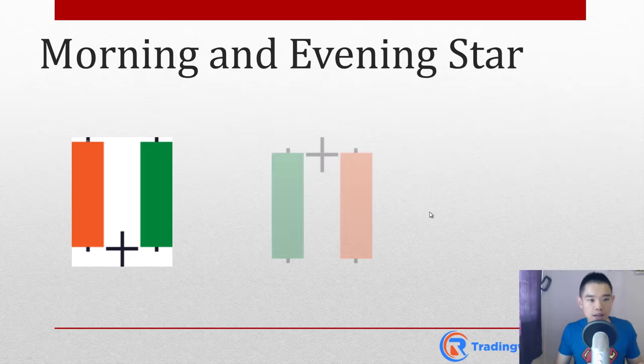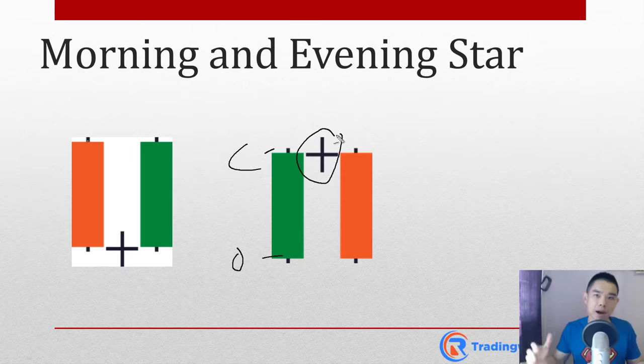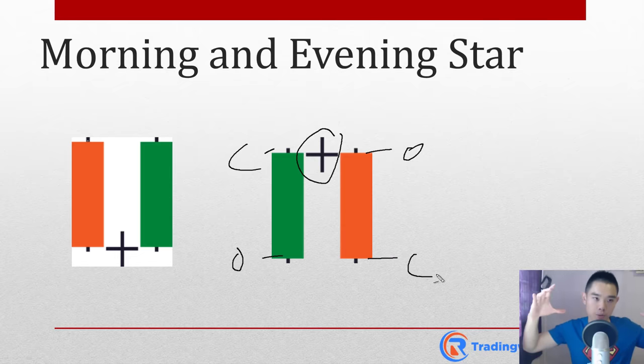An evening star is just the opposite. You can see over here, buyers were in control. They opened near the lows and closed near the highs. Then you have this indecision in the markets where buyers and sellers are in equilibrium. Then finally, sellers took charge, they opened at the highs and closed near the lows. And this is why we call this an evening star. It's a bearish reversal pattern signaling that the market could hit lower from here.